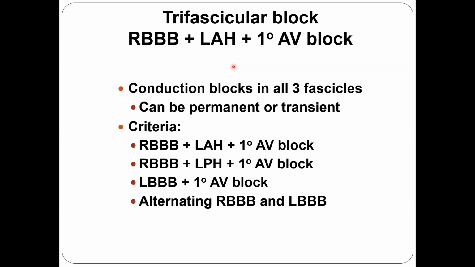Good. Trifascicular block. The trifascicular block can be a lot of things. One, as already mentioned, is right bundle plus the left anterior hemiblock and the first degree AV block. Or right bundle branch block together with the left posterior hemiblock and first degree AV block. Or both left posterior and anterior are out, and we have a first degree AV block. Or we have an alternating right bundle with left bundle branch block. This can happen. So these are all called trifascicular block, but the easiest to diagnose is a right bundle branch block, hemiblock, and a first degree AV block.